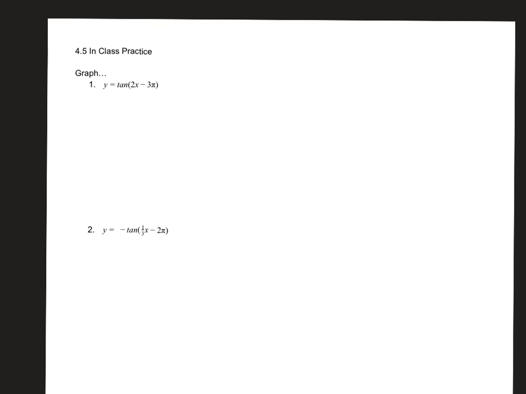So first of all, I am going to write the equation for the generic tangent equation. That would normally be y equals a times the tangent of bx minus c plus d. And this year for our class, we are not going to worry about the d or the a value. The d is the midline, so it's that vertical shift still. A is your vertical stretch.